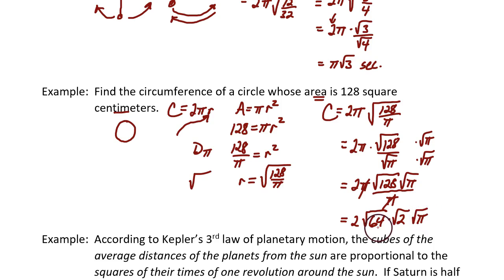The square root of 64 is 8, which will get multiplied by the 2 at the beginning. 8 times 2 is 16. This square root of 2 is in a radical, and this square root of pi is in a radical. They can be combined under a single radical. We're finding the circumference of a circle, which is a distance, so our unit is centimeters.